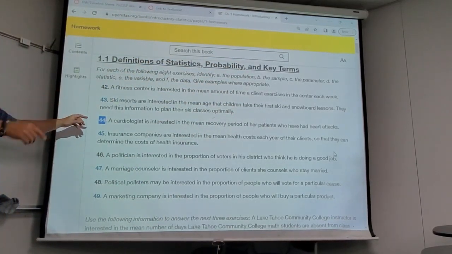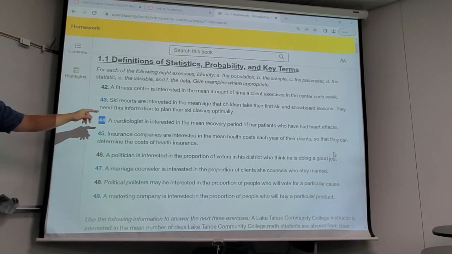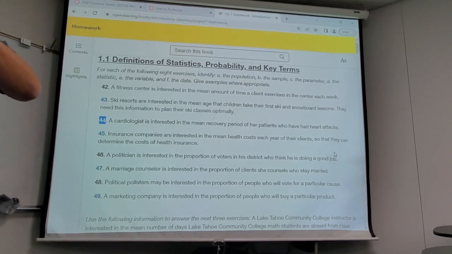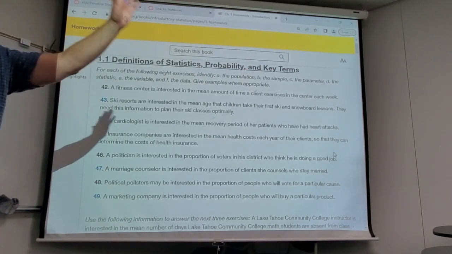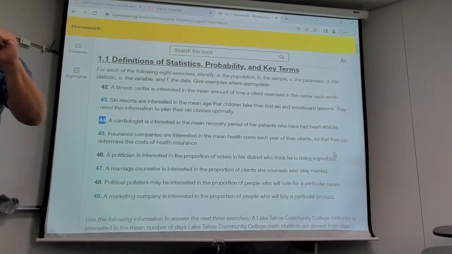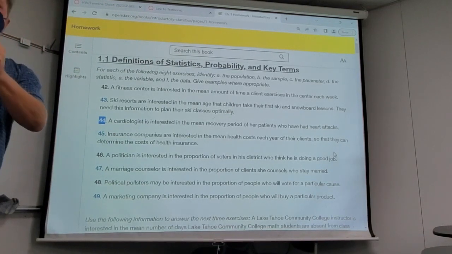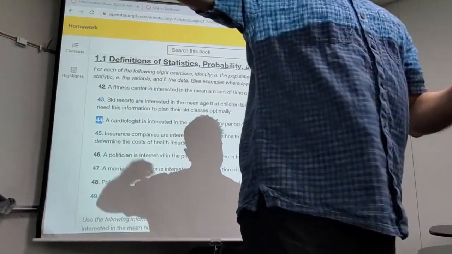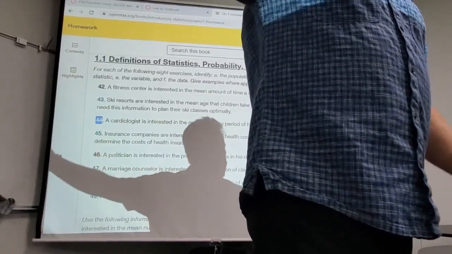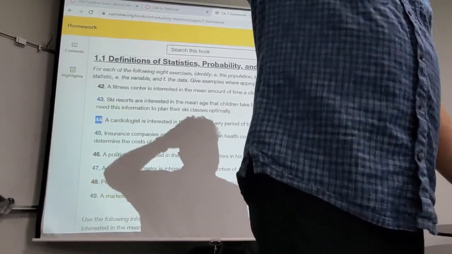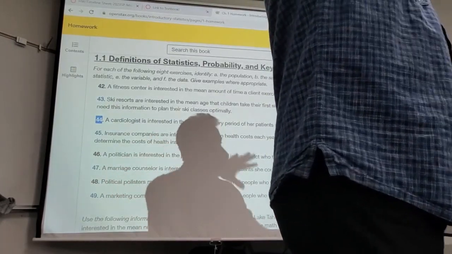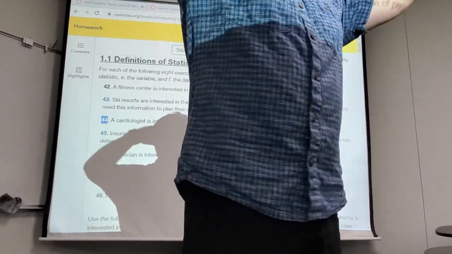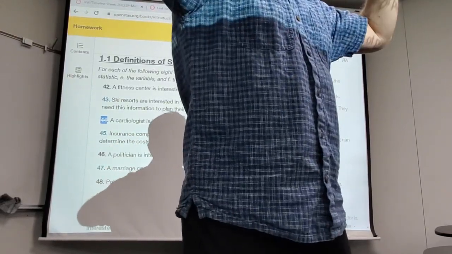So, in this problem, what is the population? People who have had heart attacks. Okay, be more specific, because I really want you to understand why I'm going to be so picky. If I said, next door, there are people who have had heart attacks, can you imagine that in your head? How many people do you see in your head right now, roughly?